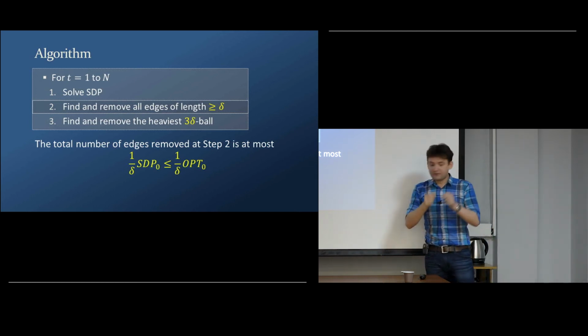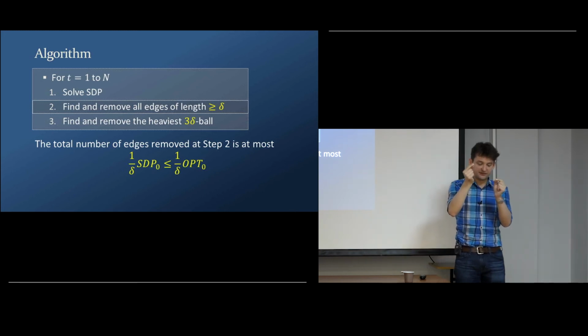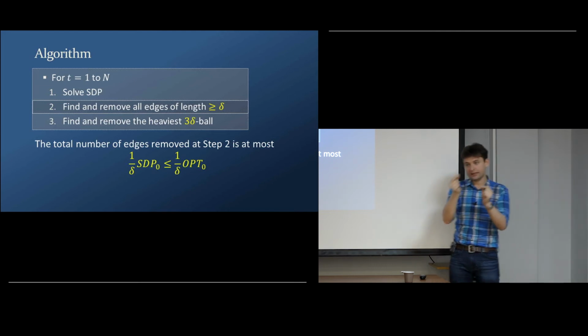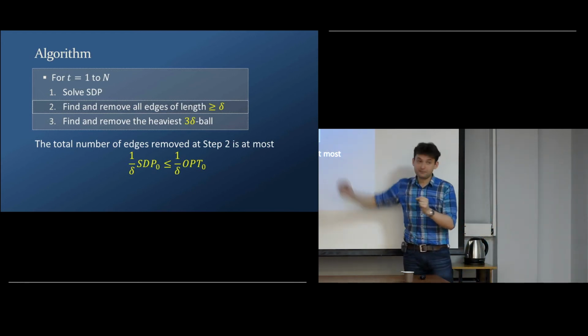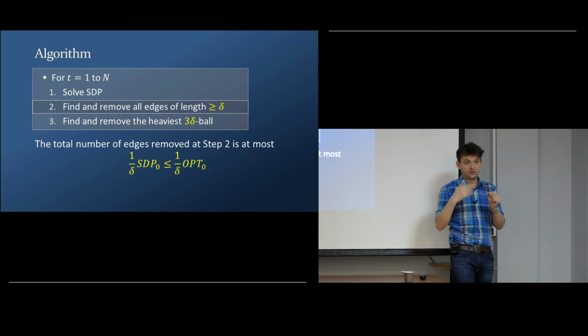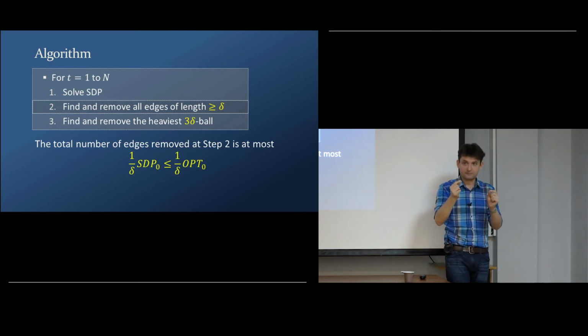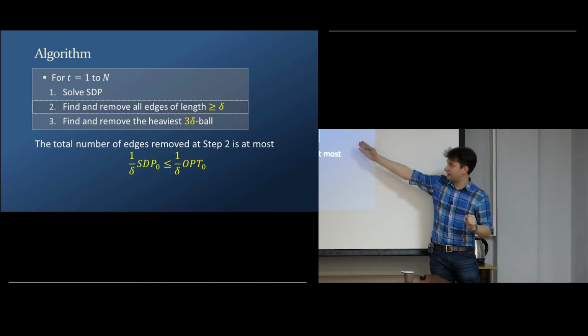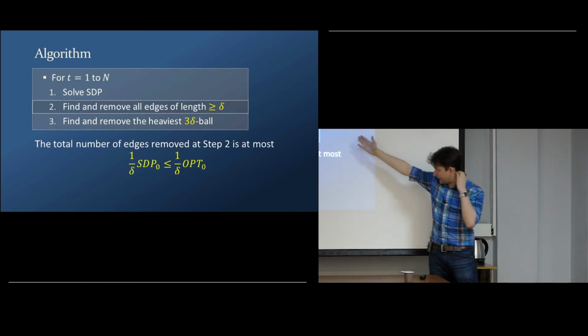Whenever we remove an edge of length delta, we decrease the cost of the SDP solution by delta. Just because the cost of the SDP solution is the sum over all edges of the length of all edges. Okay, there was also a normalization factor of 4. But when we remove an edge, we decrease the value by delta. So for every edge removed, we decrease the SDP by delta.